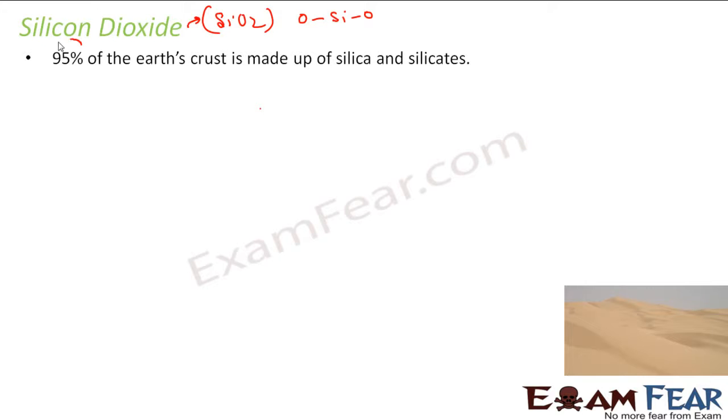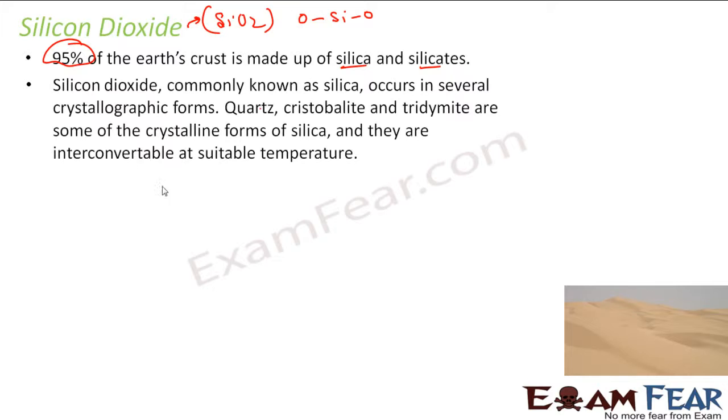95% of the earth's crust is made of silica and silicates. Silicon dioxide is known as silica, and it occurs in various crystallographic forms. Quartz and tridymite are some of the crystalline forms of silica. And they are interconvertible, which is the best part. Unlike diamond and graphite, which are not interconvertible, here they are interconvertible with temperature. You can convert from one form to another.